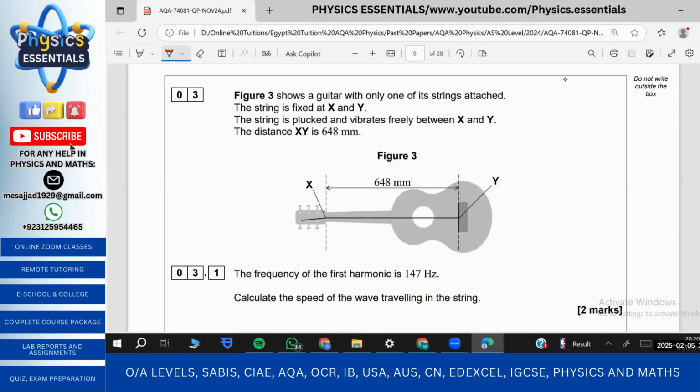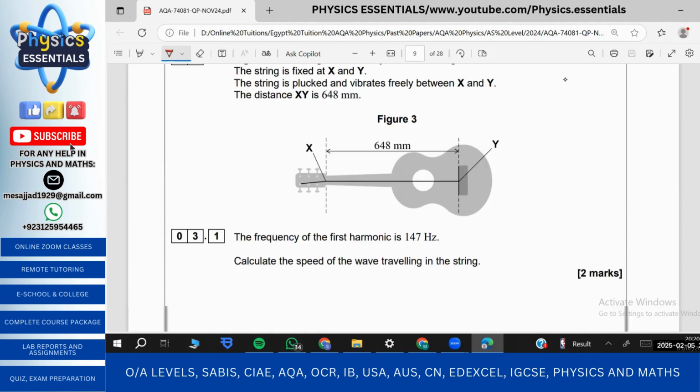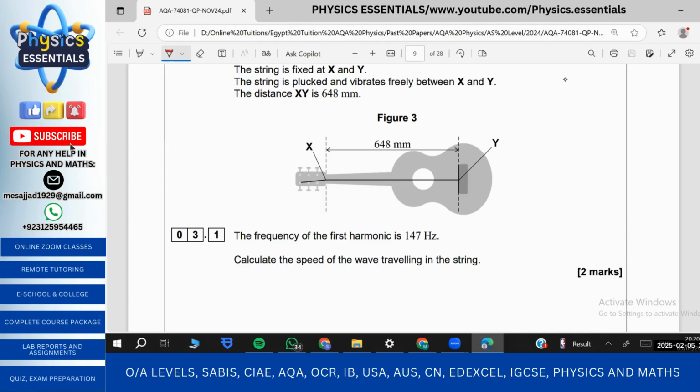Question number 3. Figure 3 shows a guitar with only one of its strings attached. The string is fixed at X and Y. The string is plucked and vibrates freely between X and Y. The distance XY is 648 millimeters. The frequency of the first harmonic is 147 Hertz. Calculate the speed of the wave traveling in the string.